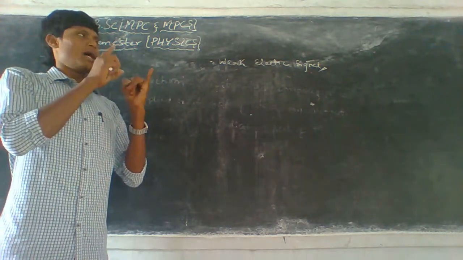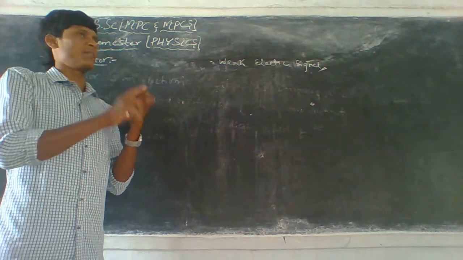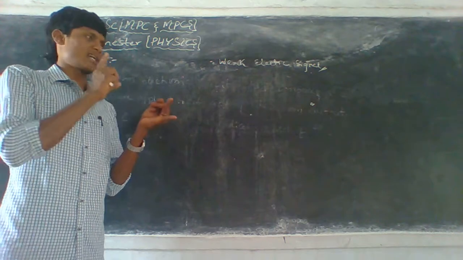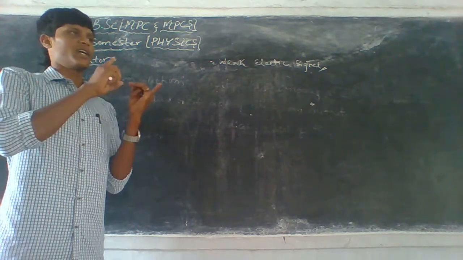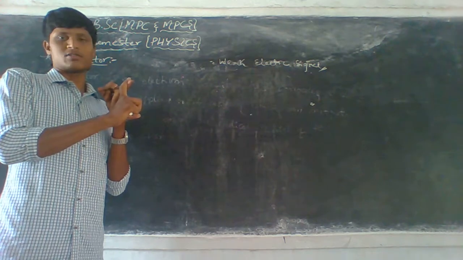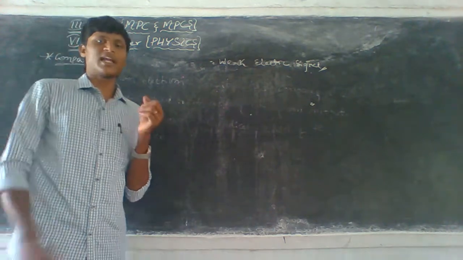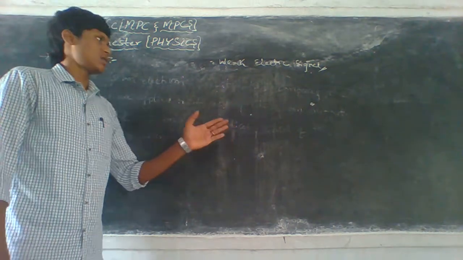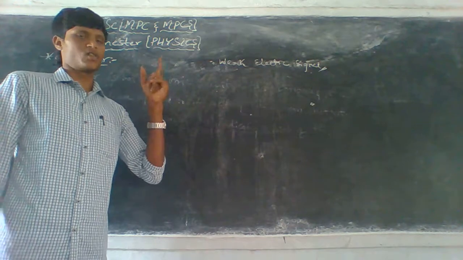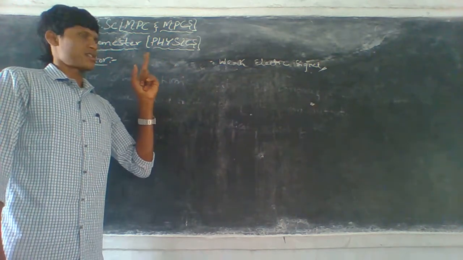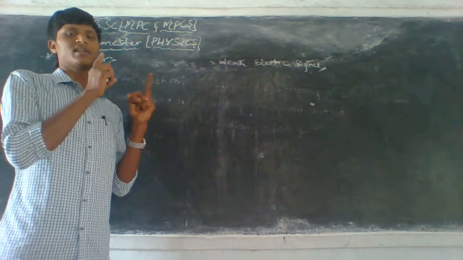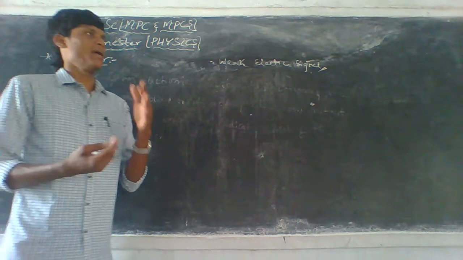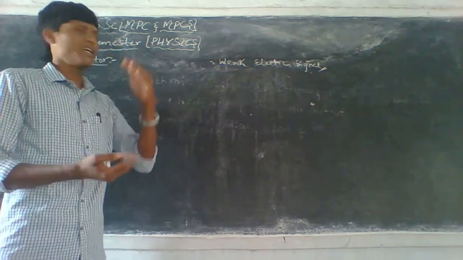The operational amplifier has two input signals. First one is inverting input signal and the second one is non-inverting input signal. The inverting input signal has negative charge and the non-inverting input signal has positive charge. The operational amplifier also has an output signal and two power supplies. The first one is positive supply and the other one is negative supply.